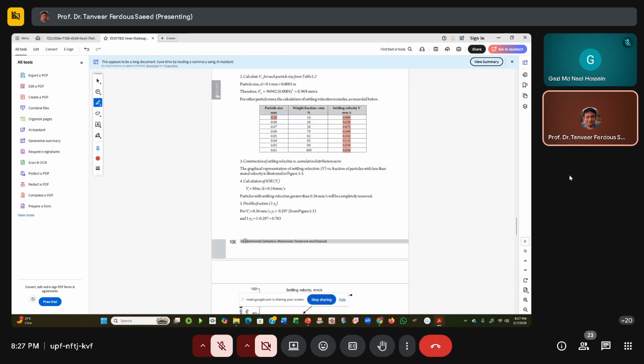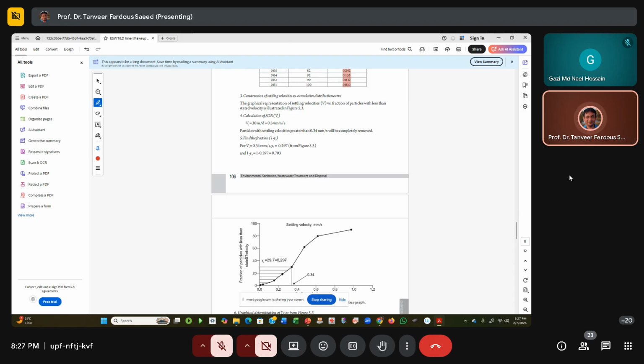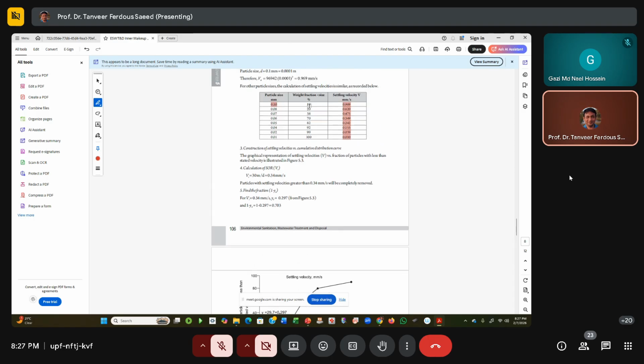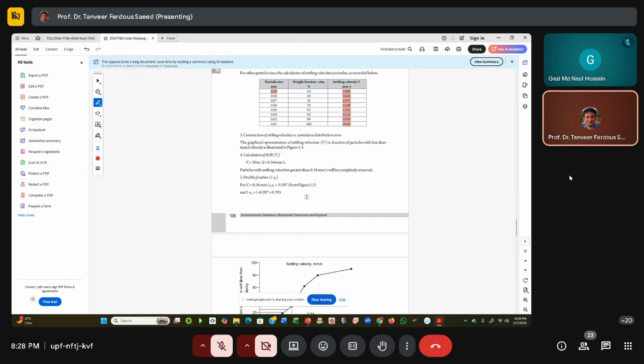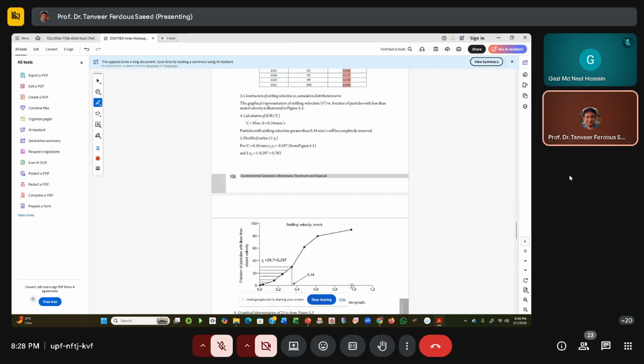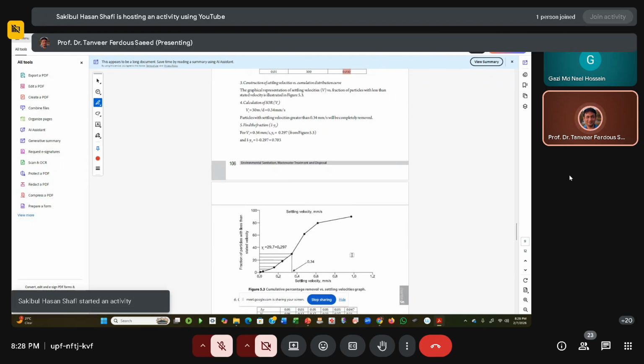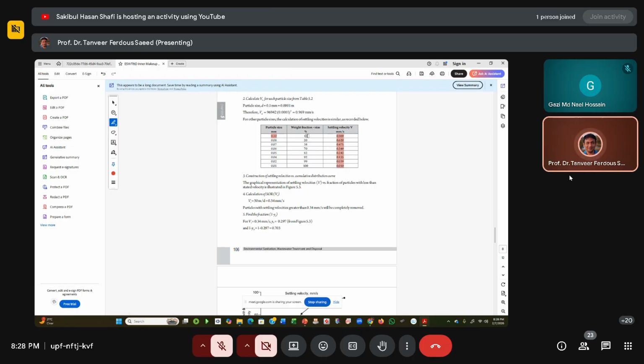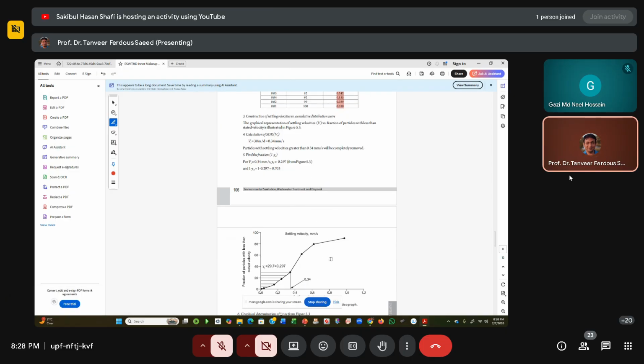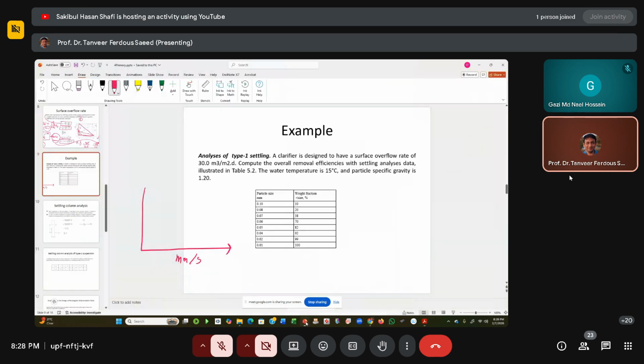That means if 10% is greater than this size, then 90% will fall within this size. So this is the fraction of particles with less than the stated velocity here. If 10% is greater than this velocity, 90% will fall within this range. So for the first plot, we see 0.969, which is less than the stated velocity. That means 10% is greater, so 90% is less than the stated velocity here. So we get one plot.